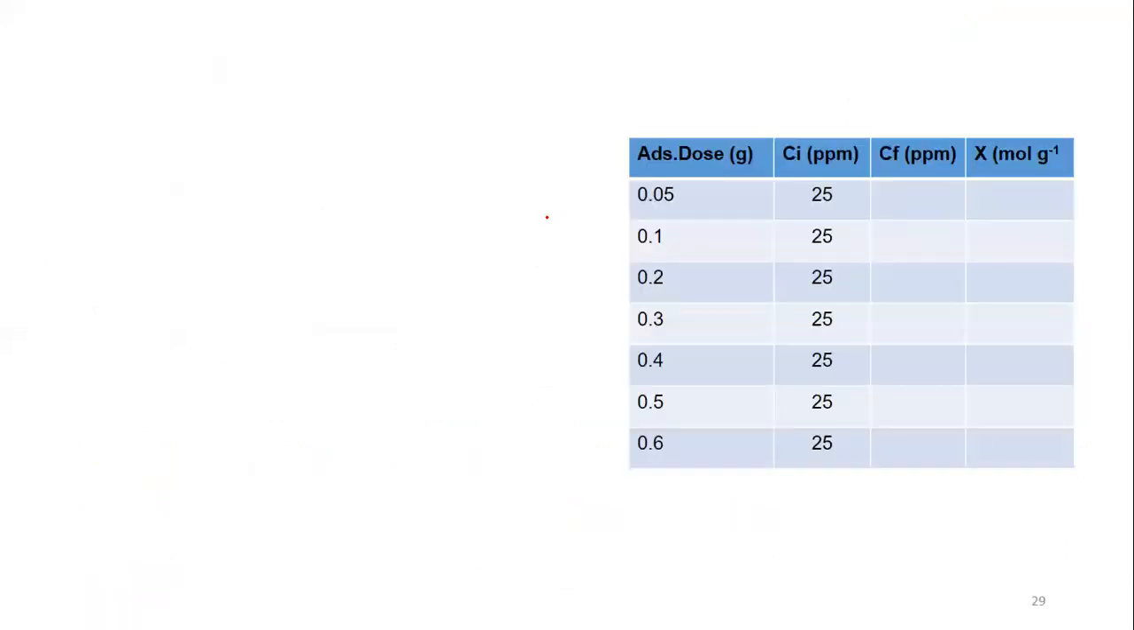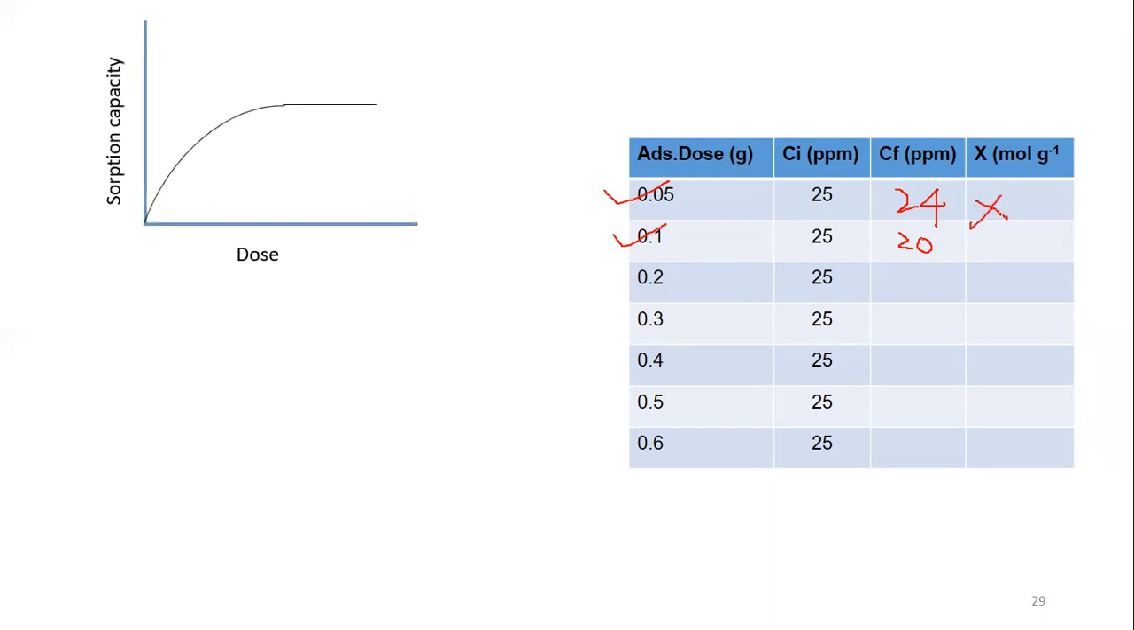Okay, now you have to build this kind of table. Dose, you know about, this is 0.05, and then 0.1, 0.2, 0.3, 0.4, 0.5, and 0.6. And the concentration is 25 ppm. Then finally we don't know. If you have to find out, let's suppose this is 24 ppm, and then that's 20 ppm, whatever the value may be. And from there you have to find out the absorption capacity X.